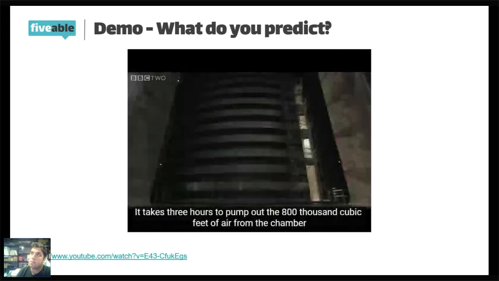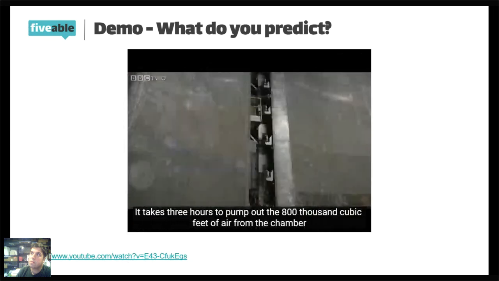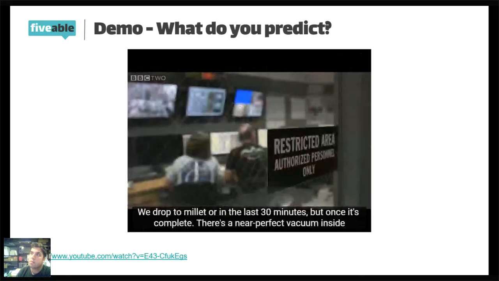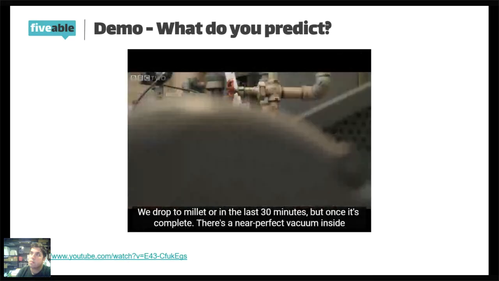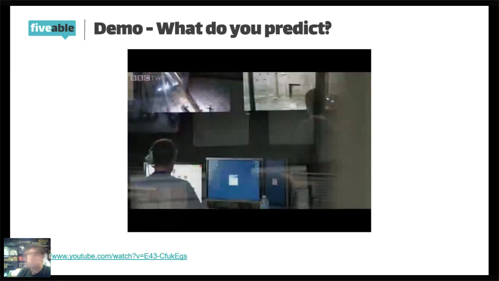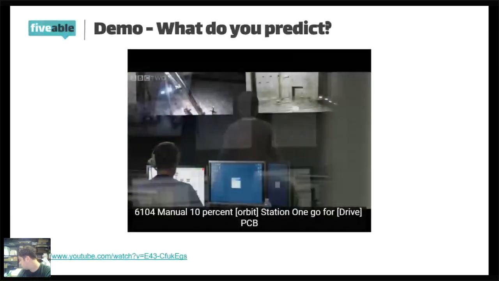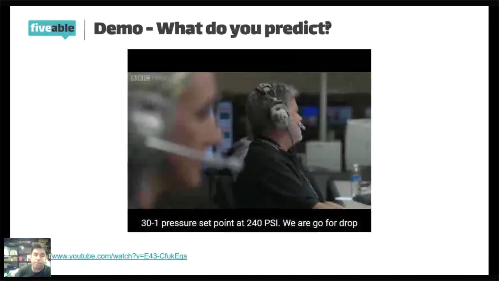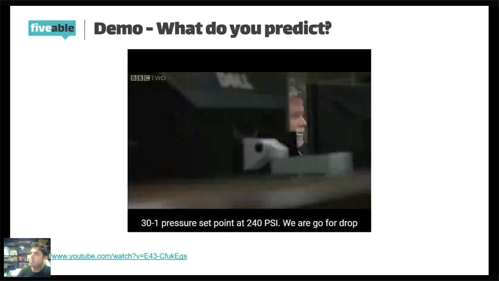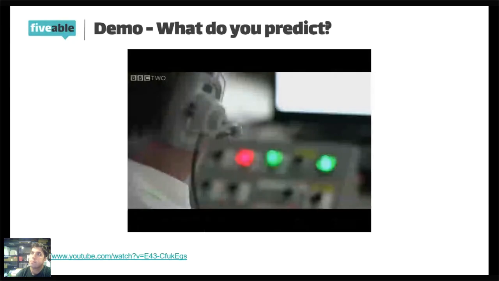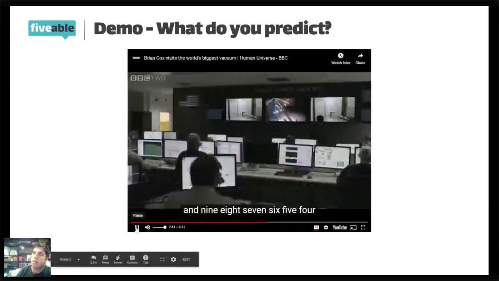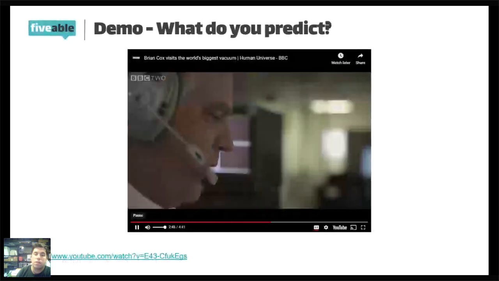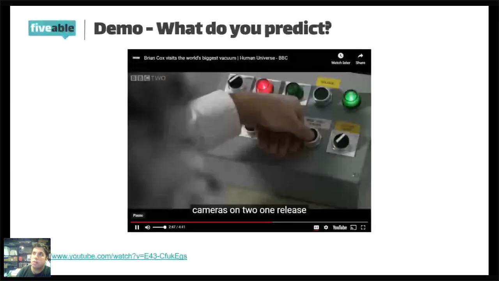It takes 3 hours to pump out the 800,000 cubic feet of air from the chamber. We dropped 2 millitorr in the last 30 minutes. But once it's complete, there's a near perfect vacuum inside. Station 1, go for drop. PCD 30-1, pressure set point 240 psi. We are go for drop. 9, 8, 7, 6, 5, 4, camera on, 2, 1.